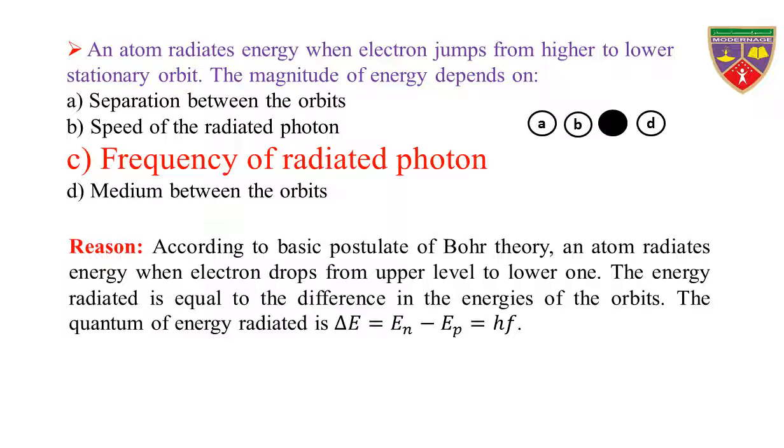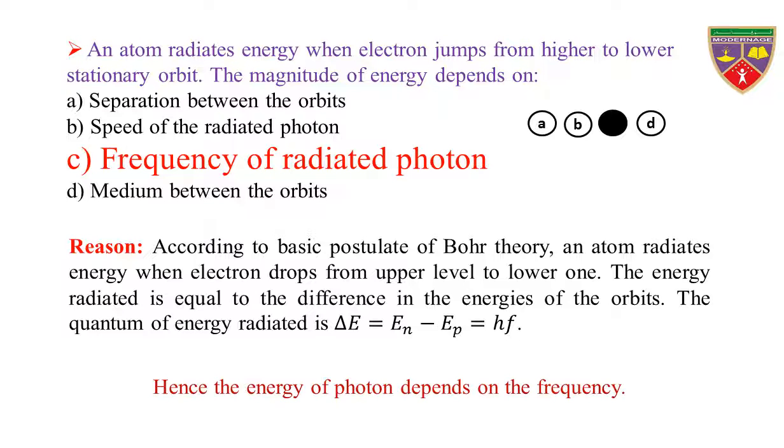Reason: according to basic postulate of Bohr theory, an atom radiates energy when electron drops from upper level to lower one. The energy radiated is equal to the difference in the energies of the orbits. The quantum of energy radiated is delta E is equal to En minus Ep, which is equal to hf, where f is the frequency and h is the Planck constant. Hence, the energy of photon depends on the frequency.